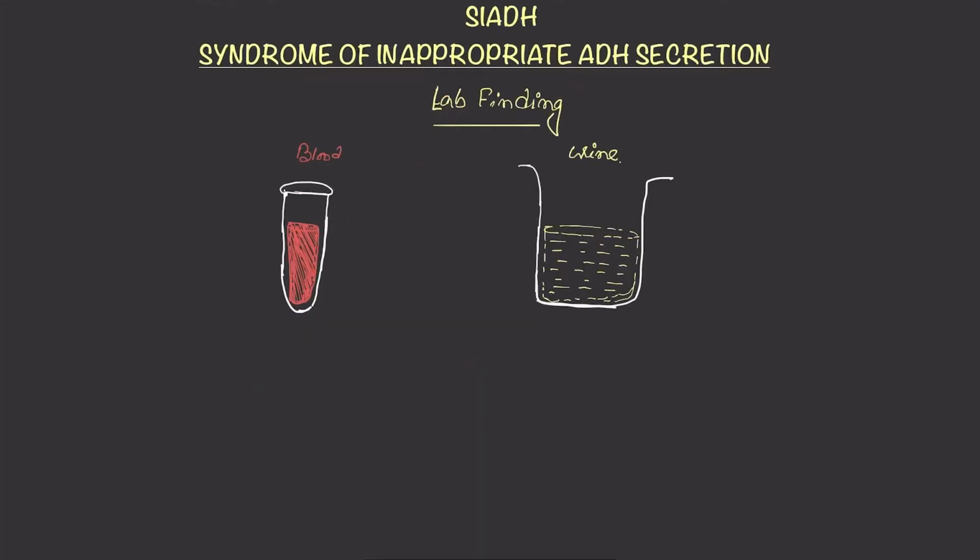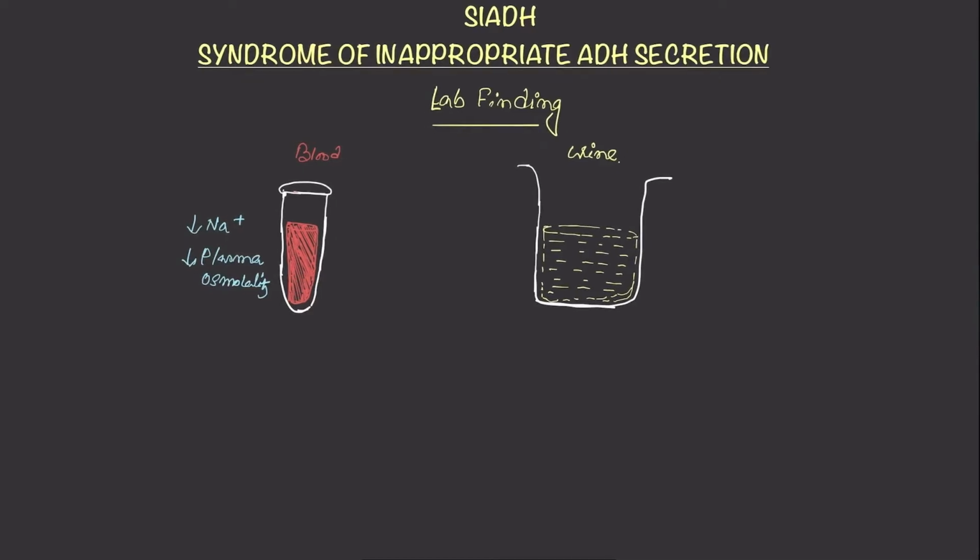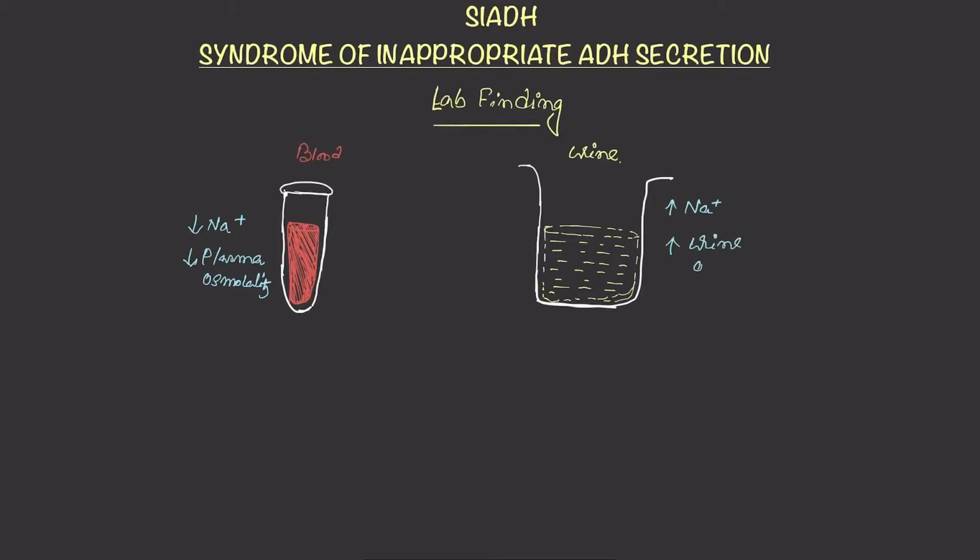Now if you look at the lab findings of SIADH, in blood there will be hyponatremia, that means a decrease in sodium ion concentration. That decrease in sodium ion concentration or hyponatremia leads to a decrease in the plasma osmolality. The opposite findings will be there in the urine, that means increased sodium ion excretion, that means urine sodium concentration will be increased, and that increased sodium in urine tends to increase the urine osmolality.